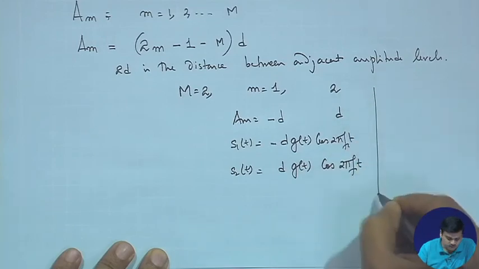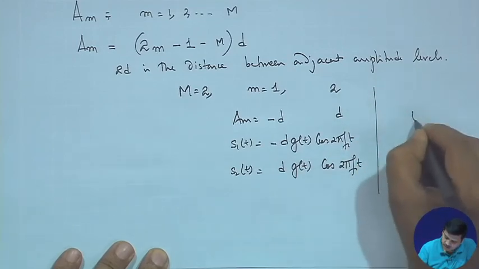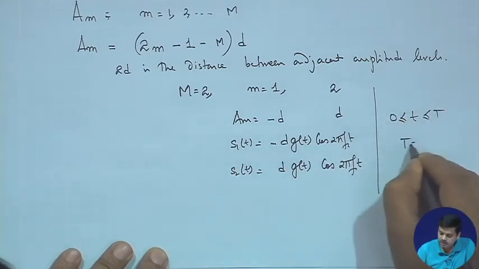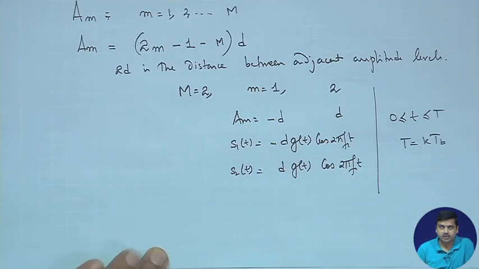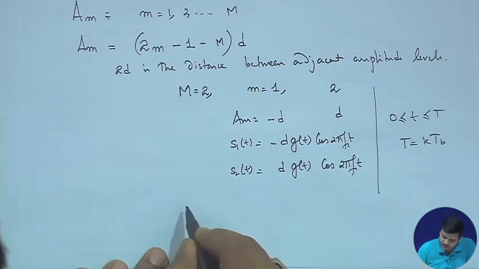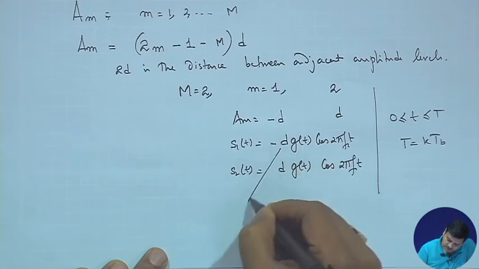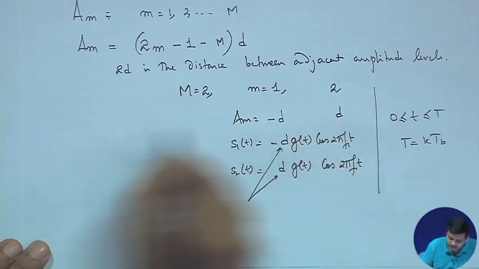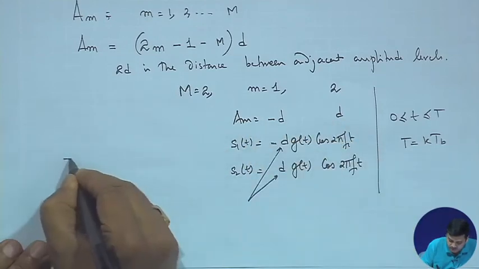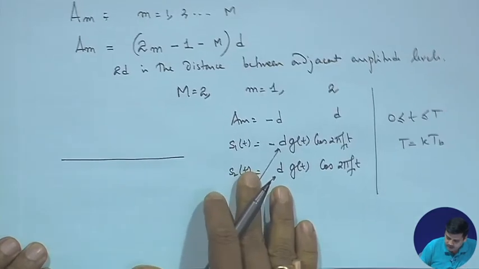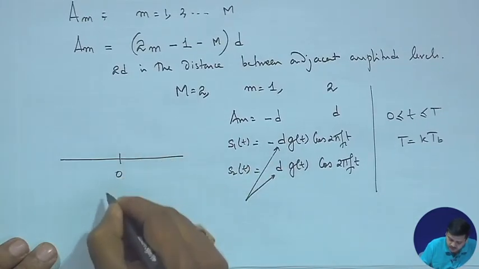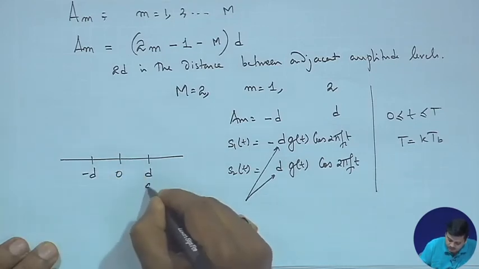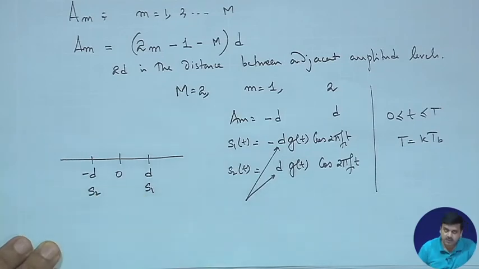And of course, all of these are valid for the duration of time indicated by this, where of course t is equal to k times Tb. So, effectively what we see over here, we still have this unknown parameter d. If we look at this diagram of amplitude levels, we could draw a picture indicating them. If this is 0, this is plus d, and this is minus d, we could say this is S1, this is S2.